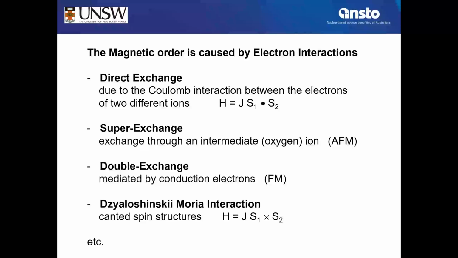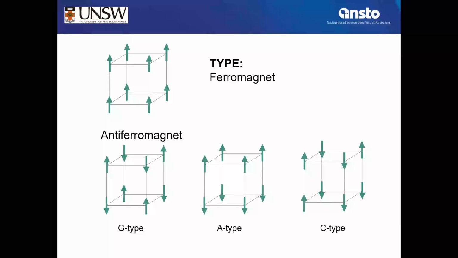And now compare that with the direct exchange. Now we have a cross product here. And that actually means we get a canted spin structure just because of the cross product. Okay, what do we get? We get either ferromagnetic structures or antiferromagnets.